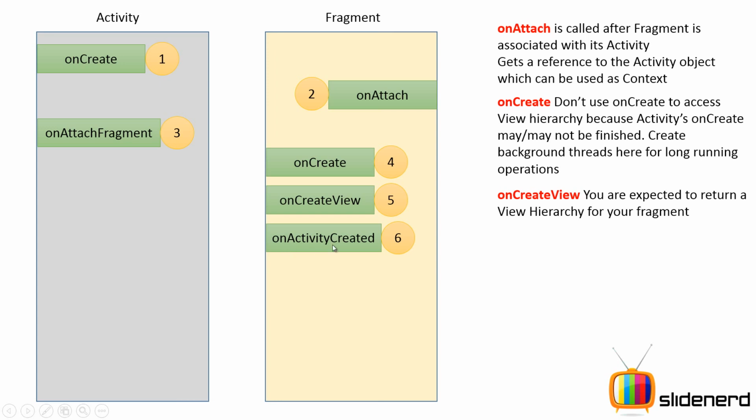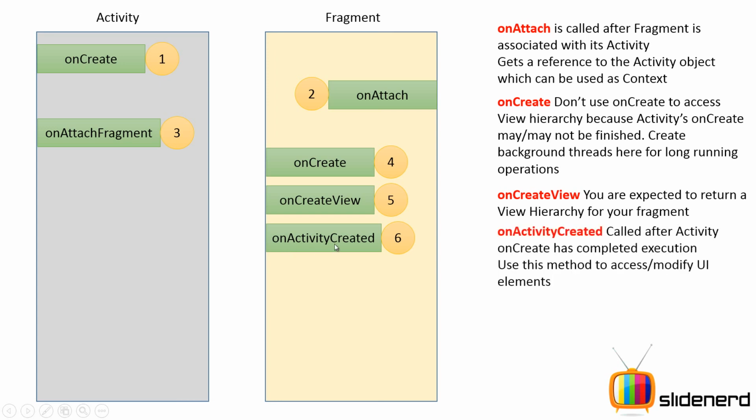Then there's the onActivityCreated method. Now this method is called after the activity has finished its onCreate method. This method gives us an idea that the activity has finished its onCreate. That means the UI is initialized and ready to use, and that means you can access UI elements in the fragment through the onActivityCreated method.